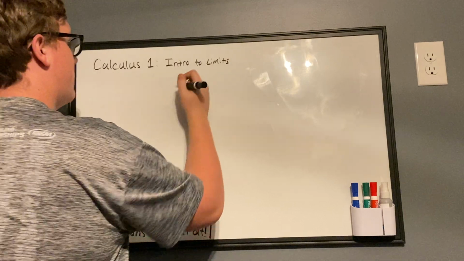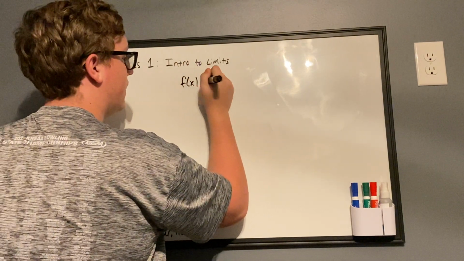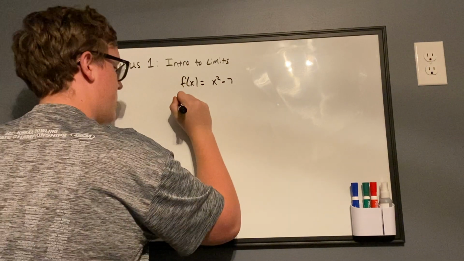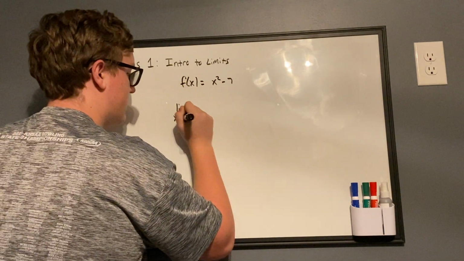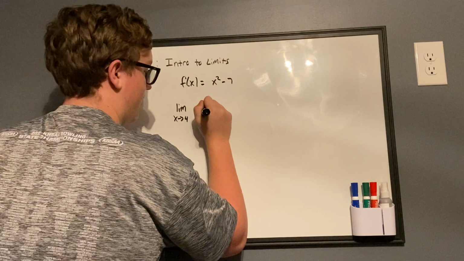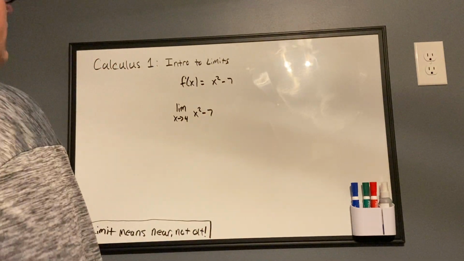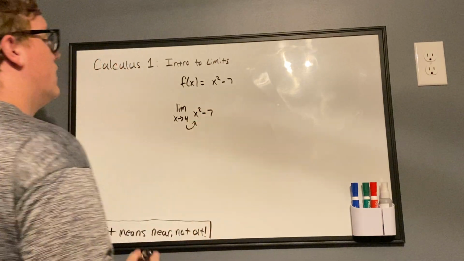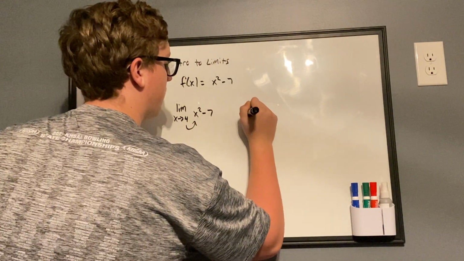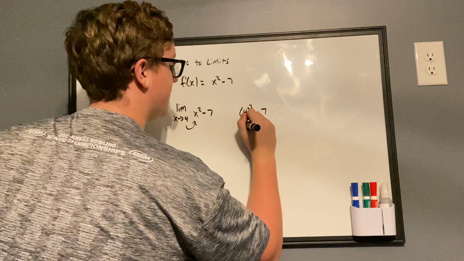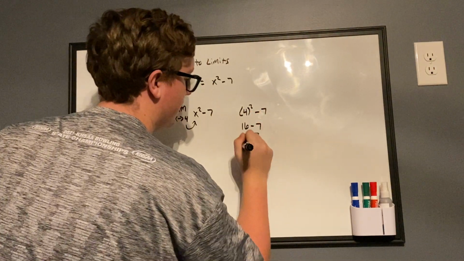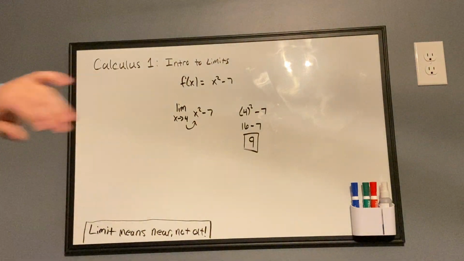Let's say that our new f of x is equal to x squared minus 7. Let's try that. And we'll do the limit as x approaches 4 of x squared minus 7. So again, all you have to do here is just plug in your 4. So we plug in our 4, we get 4 squared minus 7, 16 minus 7, which is 9. That works. That is the right answer.